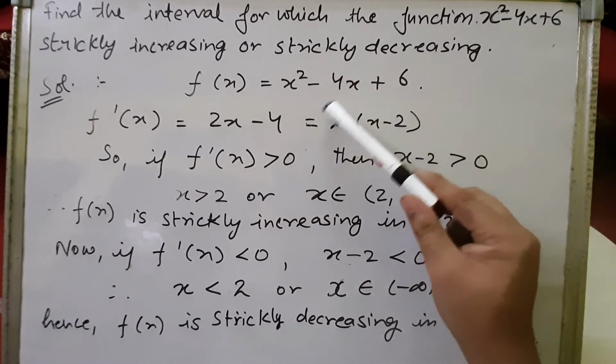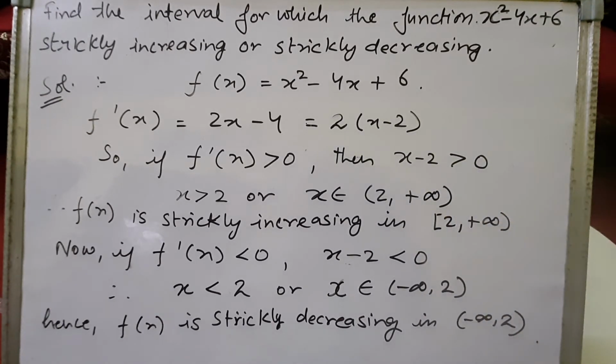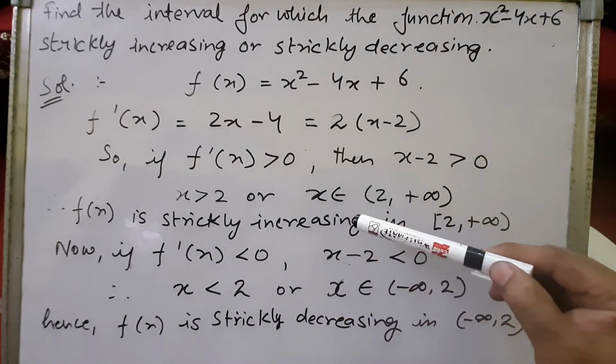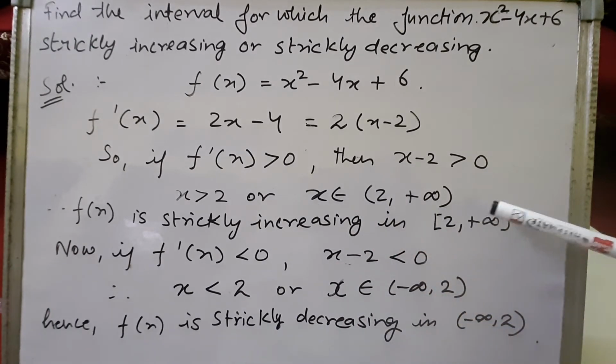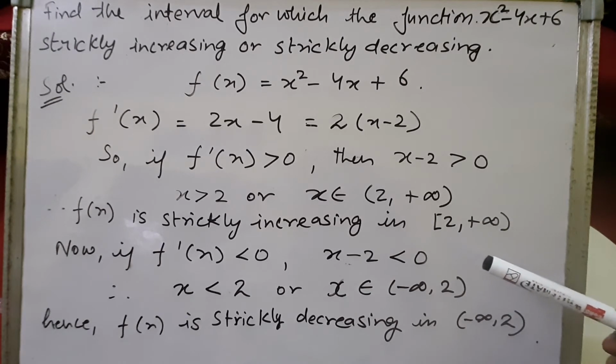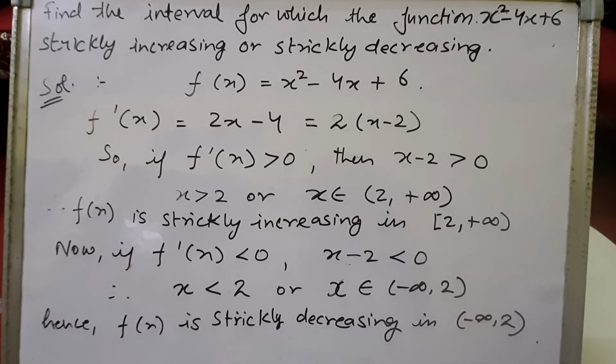This term will become greater than 0 when x minus 2 will become greater than 0. When we transfer to that side, it will become x is greater than 2. We can represent this range as this interval as x belongs to 2 comma plus infinity. Greater than 2 means up to infinity. So from here we can write the statement as f(x) is strictly increasing in the semi-closed interval 2 comma plus infinity.